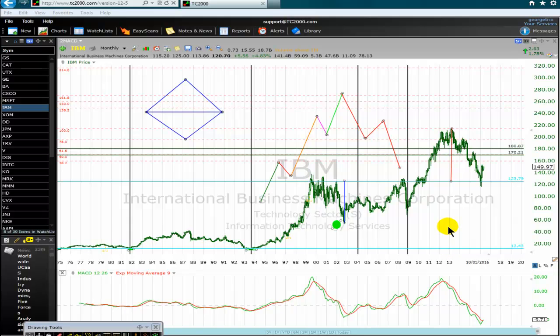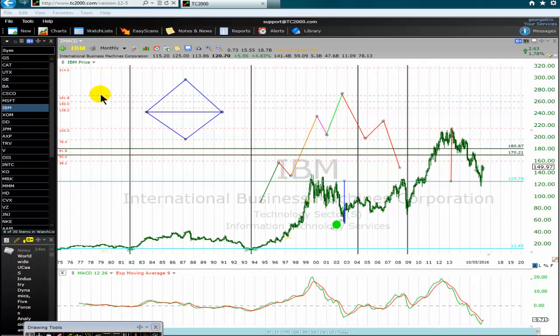Elliott wave theory versus market cycle. Today we want to clarify the subject of market cycle in relation to the Elliott wave theory.